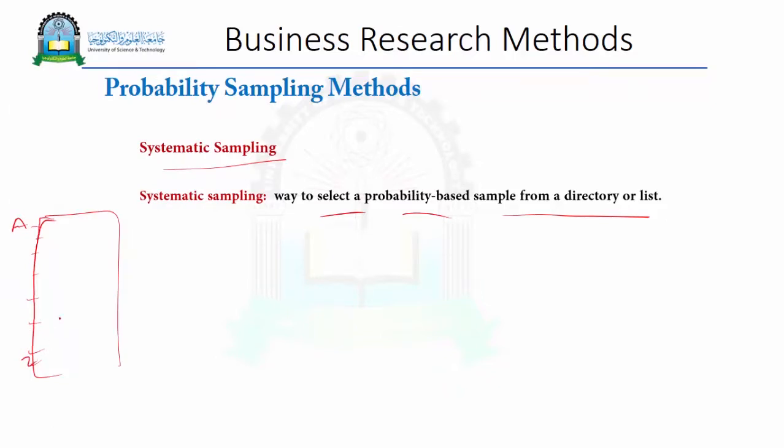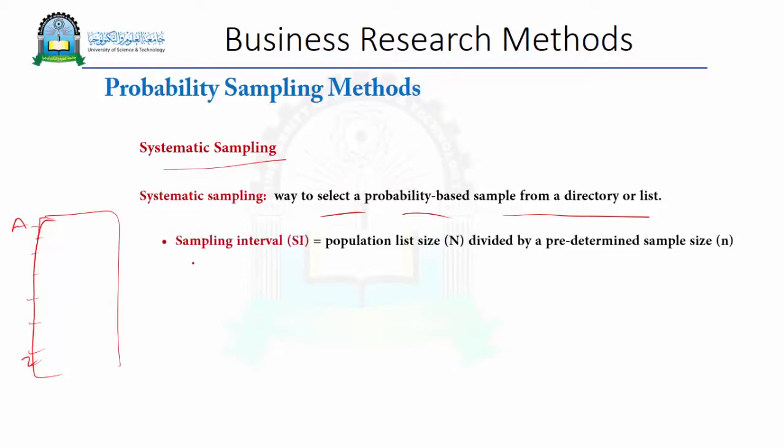So A to Z. The first thing to do is to calculate what we call the sampling interval. The sampling interval is obtained by dividing the population by the sample size. So if the population is, for example, 2,000, and the sample size according to Krejcie and Morgan is, let's say, 200, I will divide 2,000 by 200. We might come up with 10. So the SI is going to be 10.